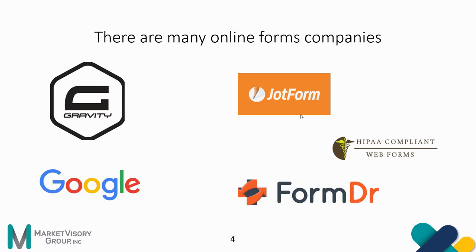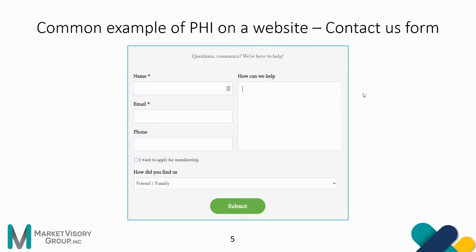Now, there are a lot of forms companies that you can use online. A very popular one is called Gravity Forms. You can make forms on Google. These three over here on the right all have HIPAA compliant features to them, or they're built HIPAA compliant from the ground up. We're not endorsing any of these, just making you aware of some of the names.